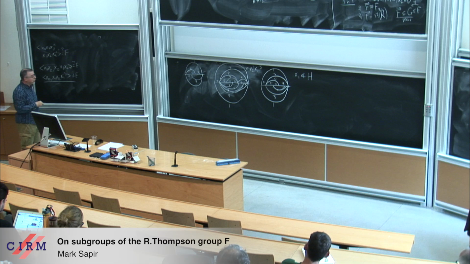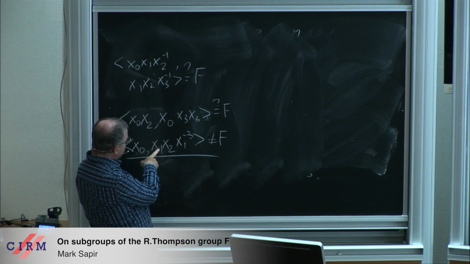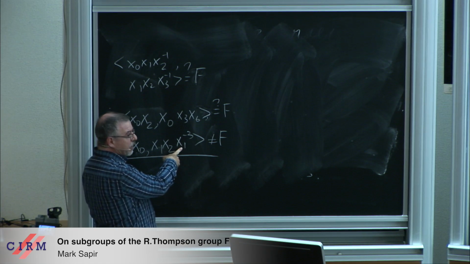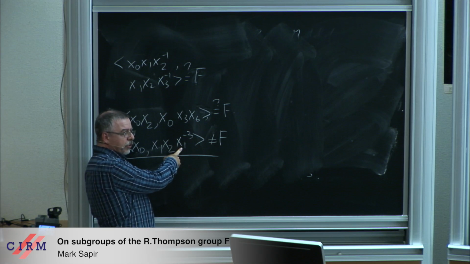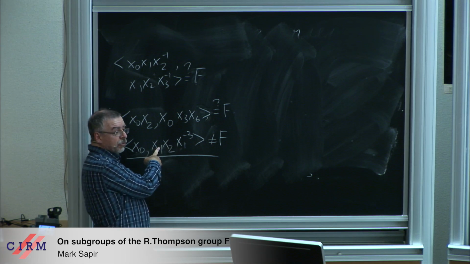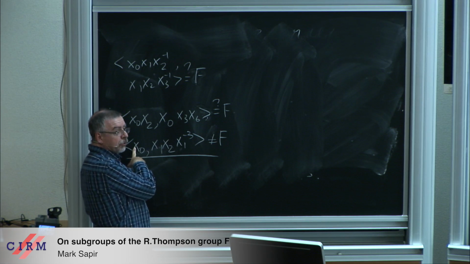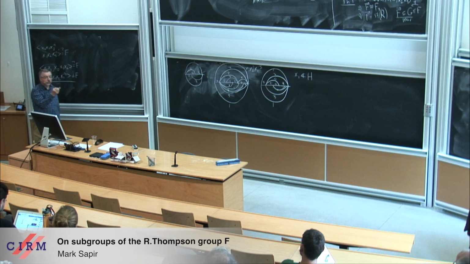Okay? The answer is no, and that's it. By the way, you also need to see why it is not inside a finite index subgroup. It's easy, because if you look at the abelianization, x0 goes to x1, x1 goes to x1 inverse. In the abelianization, x2 is equal to x1, because it's a conjugate of x1. So this is equal to the image of x1 inverse, and this is equal to x0, so the image is the whole abelianization of F, so it's not inside a finite index subgroup.